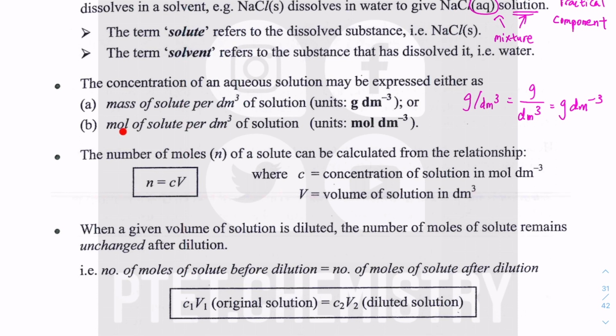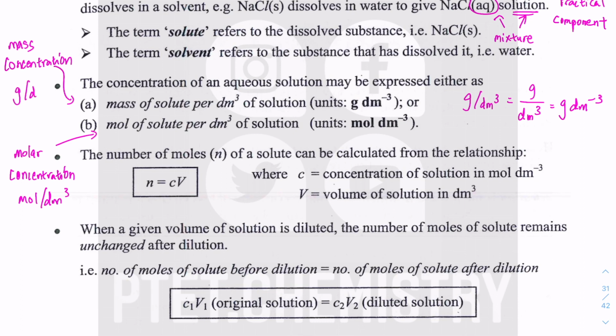You can also have a relationship to mole per dm cube. This is called molar concentration. It's called molar concentration because it's to do with mole per dm cube. So whenever someone says molar concentration, they mean mole per dm cube. Whenever someone says mass concentration, it means how much of the mass, which is gram, divided by the volume of the solvent, which is per 1 dm cube of the solvent, typically water.